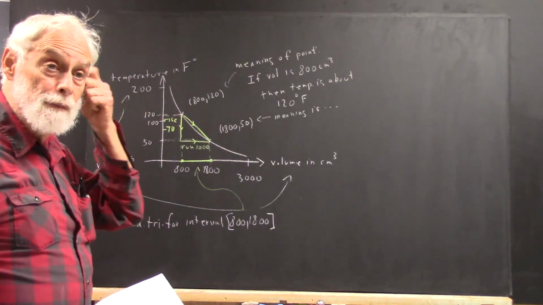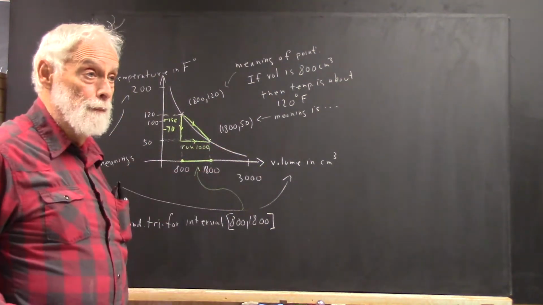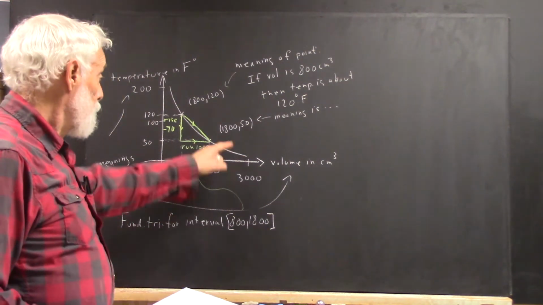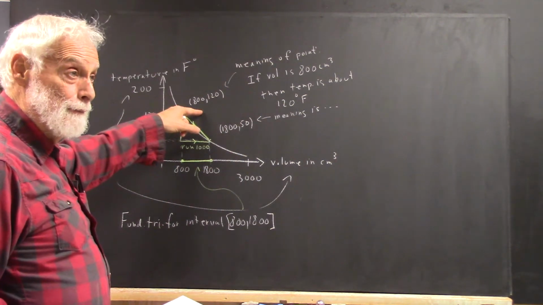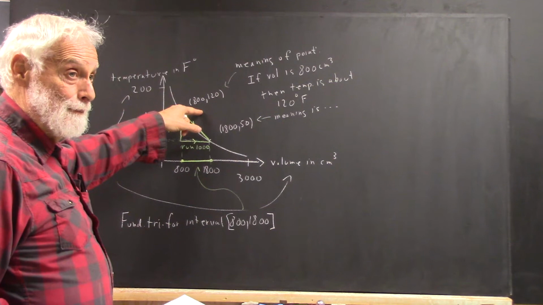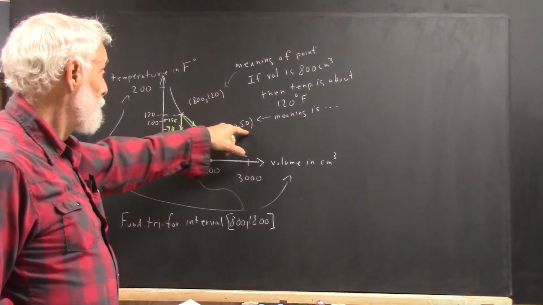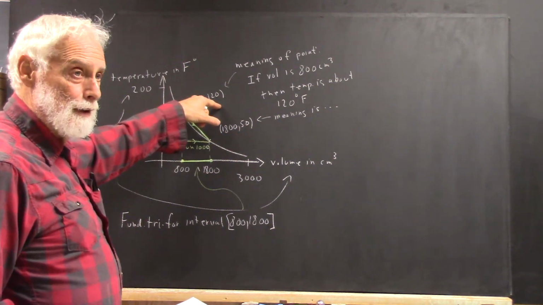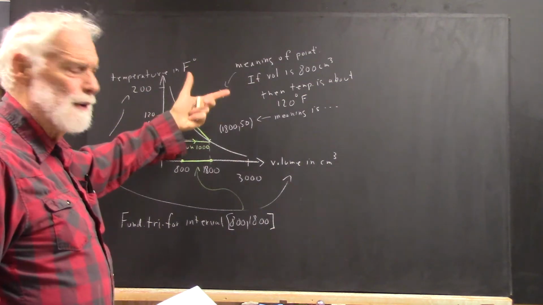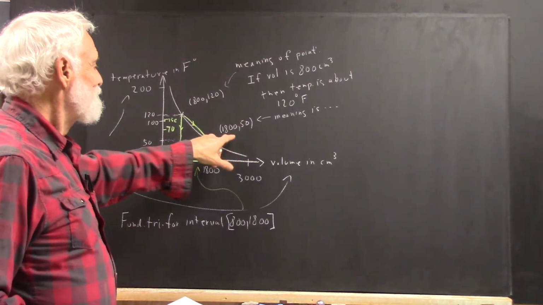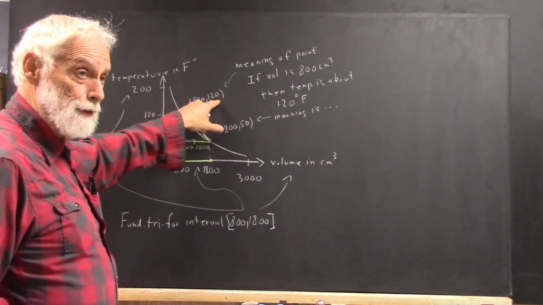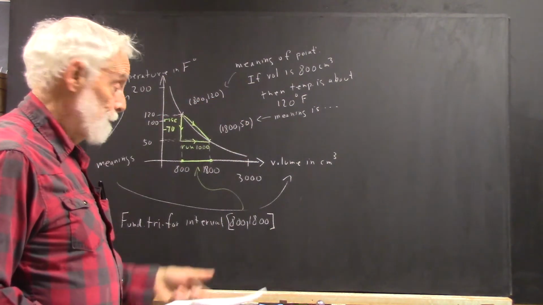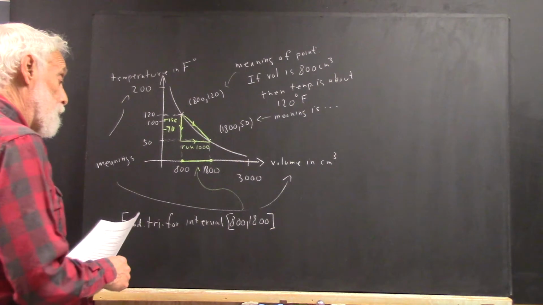And always, if you're going left to right, your run is where you ended minus where you started. Your rise is where you ended minus where you started. Right? Okay? So there's your fundamental triangle.